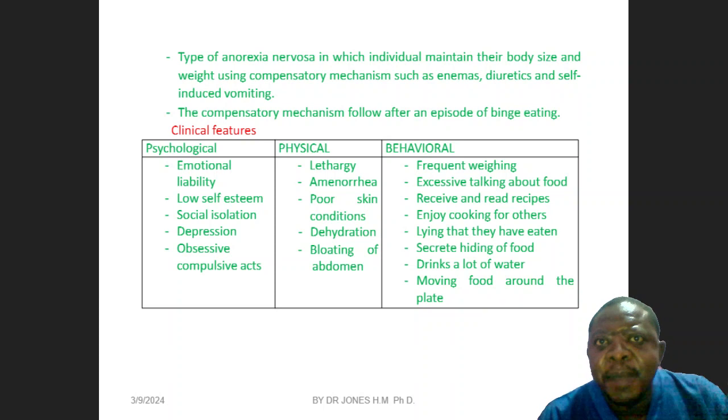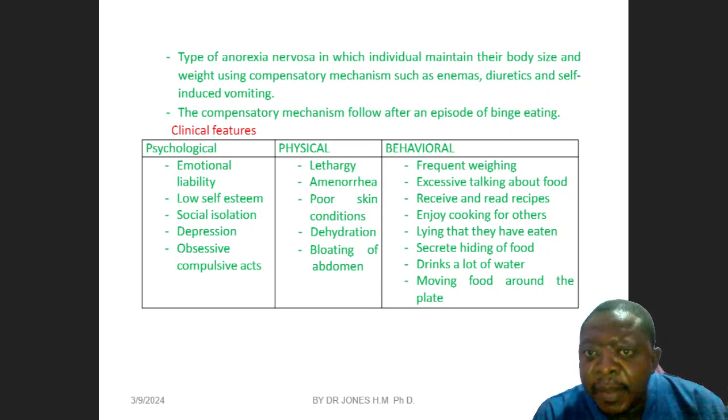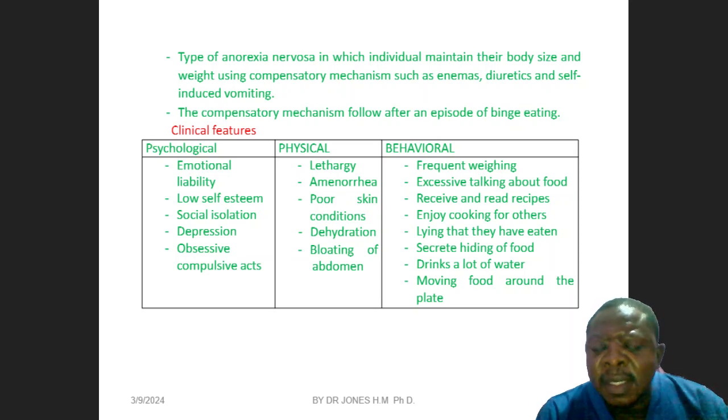Then, under the behavioral dimension, some of the signs and symptoms that we can notice for someone with anorexia nervosa include frequent weighing. The patient likes to weigh themselves a lot so that they don't gain weight, which they don't want. Then there's also excessive talking about food. There can also be excessive reading of recipes, so that they can maintain their weight. So they read about a lot of recipes that would help promote the weight that they perceive they need to have.